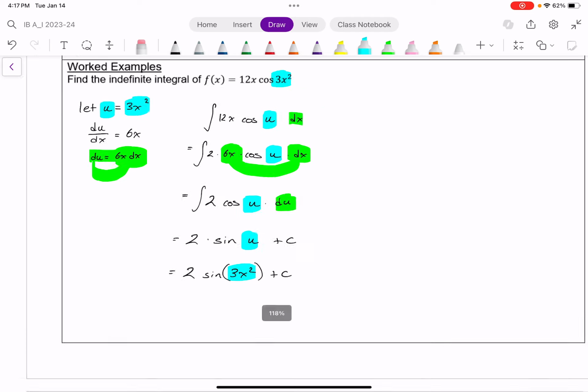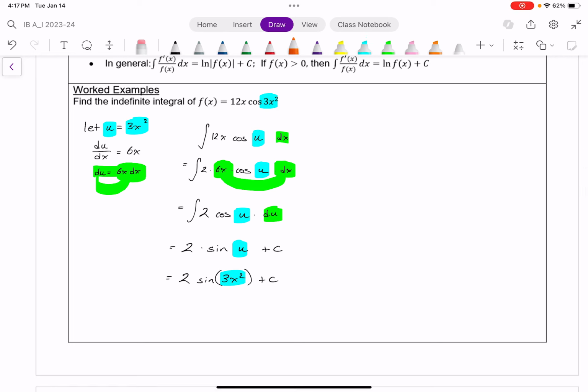And I'm done. Now, if you're not sure, I can go back and double check. You would differentiate using the chain rule. I differentiate the outside function first, which is sine, and multiply by the derivative of the inside function. And you should end up with this.